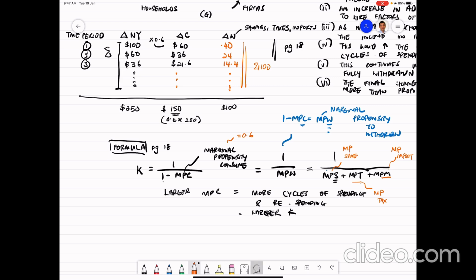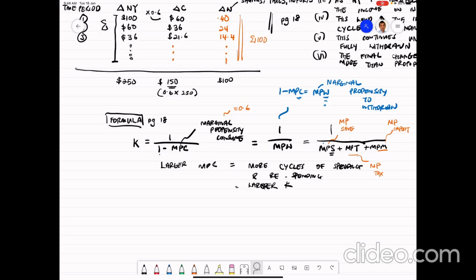That gives you the intuition behind this formula right here. So K is equal to 1 over 1 minus MPC, or 1 over MPW, which is equal to 1 over MPS plus MPM plus MPT. That is the formula for the multiplier. If you see the last one, it also makes sense, because if you are saving and being taxed or importing a lot, there will be less cycles of spending and respending.